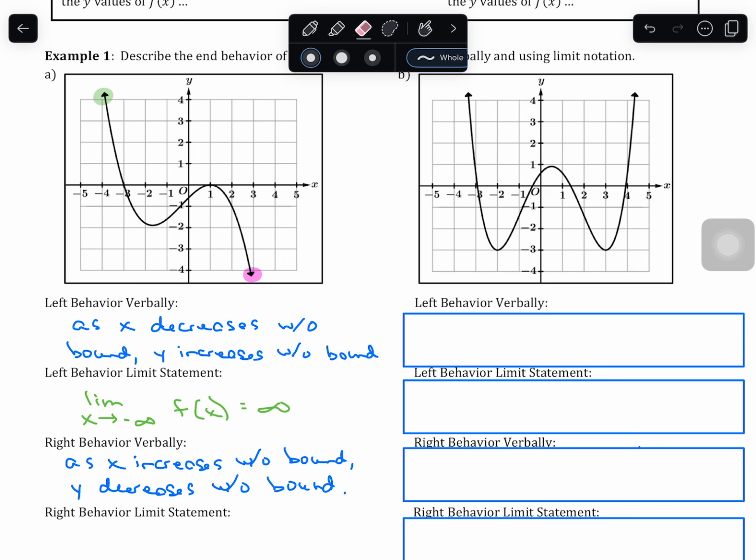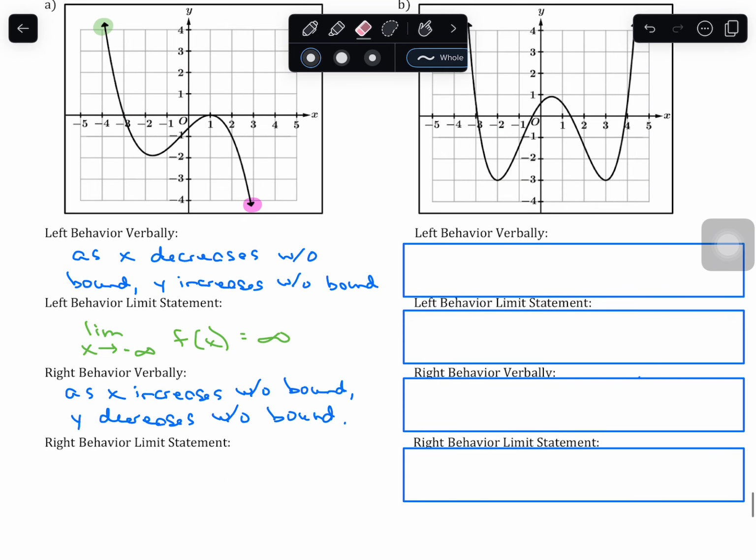So that's exactly how we would write it. As x increases without bound, y decreases without bound. And to write that one, it's almost the exact same as our left behavior limit statement, but now instead of x approaching negative infinity, it's going to the right. So it's increasing, it's approaching positive infinity.